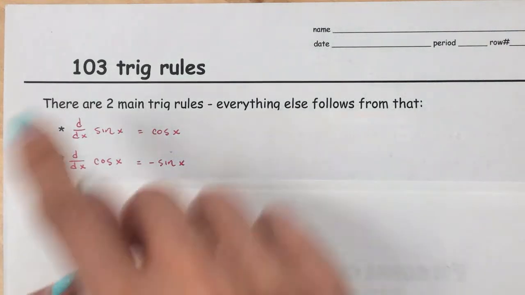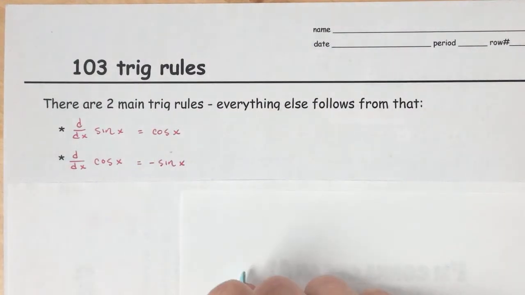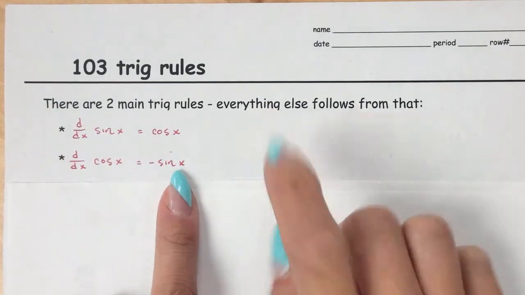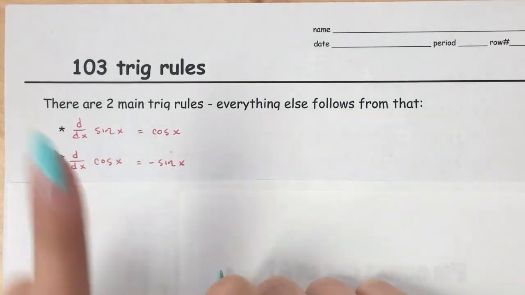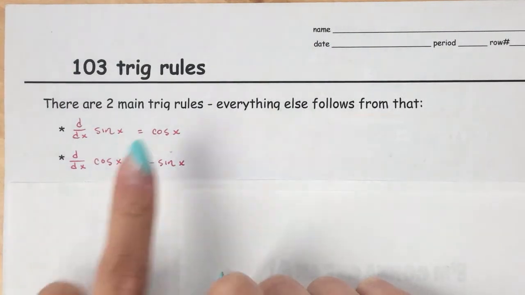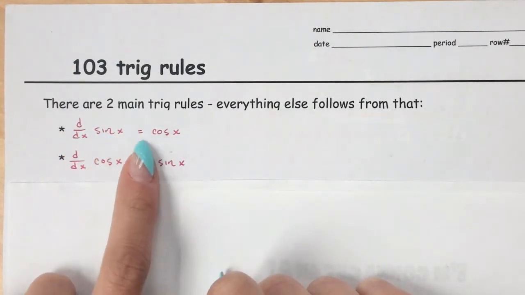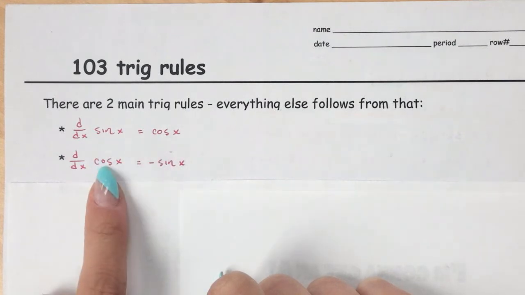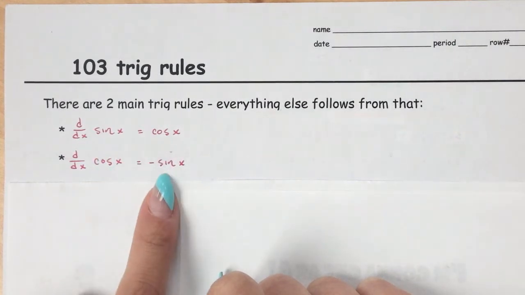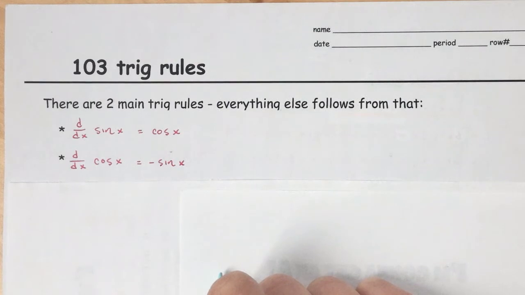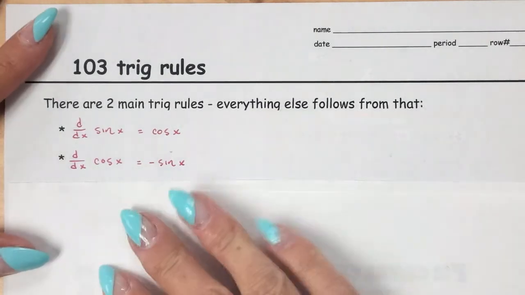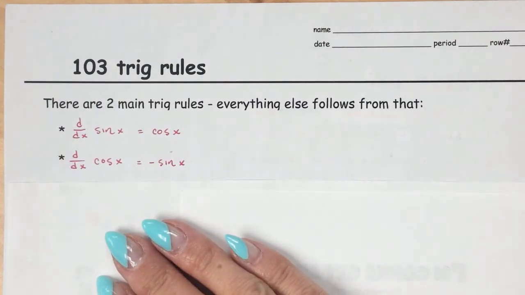Alright, so 103, trig rules. There are actually 6 trig rules for derivatives, and there are 2 main ones. Everything else follows from that. The 2 main trig rules are: the derivative of sine is cosine, and the derivative of cosine is negative sine. Those are the big ones, and they're pretty easy to remember, right? There's a little bit more to it, but let's go to the other 4.